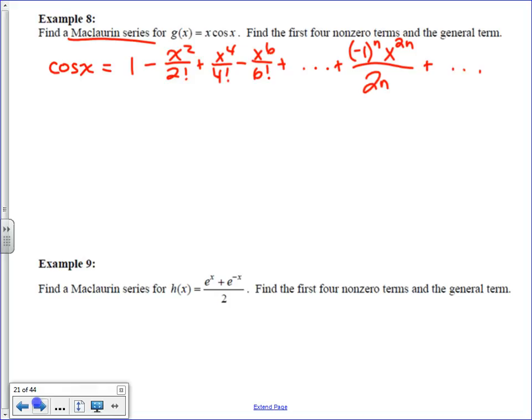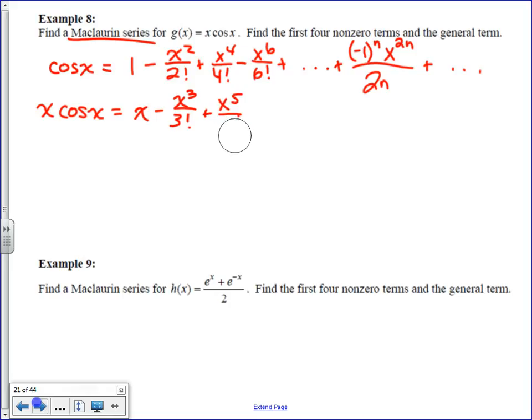Okay. How do I do x cosine x? Well, guys, algebra. If I get to multiply cosine by x, what else do I get to multiply by x? Algebra says if you do it on one side, do it on the other. So if cosine is this, then okay, fine. If you multiply it by x, multiply by x. X minus x cubed over 2 factorial plus x to the 5th over 4 factorial.